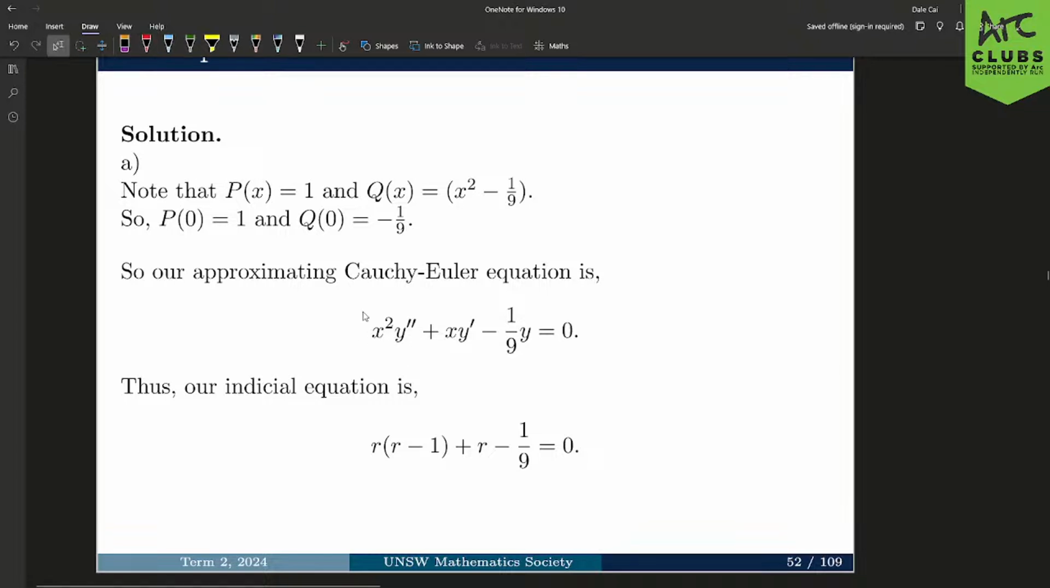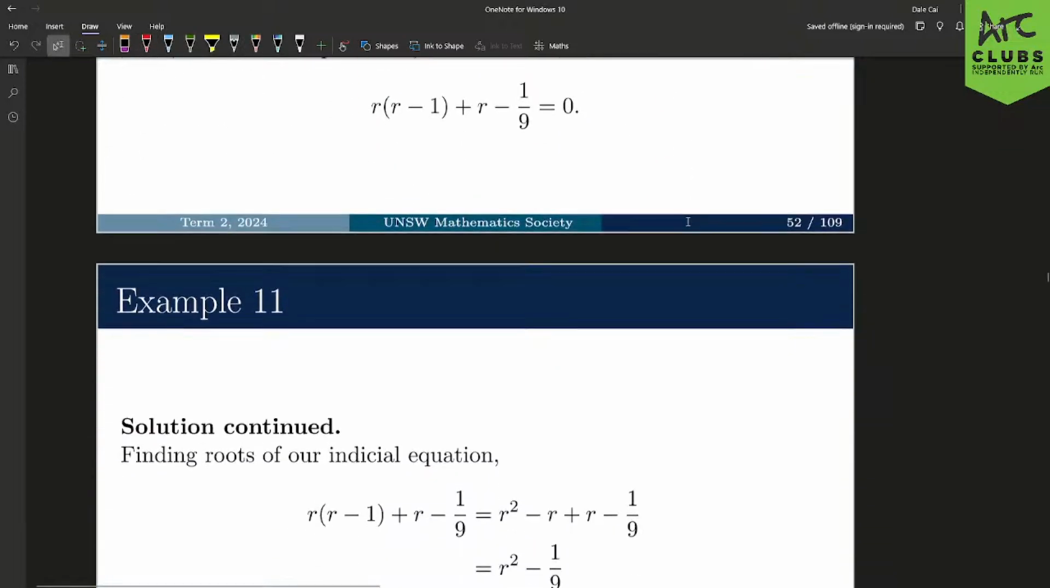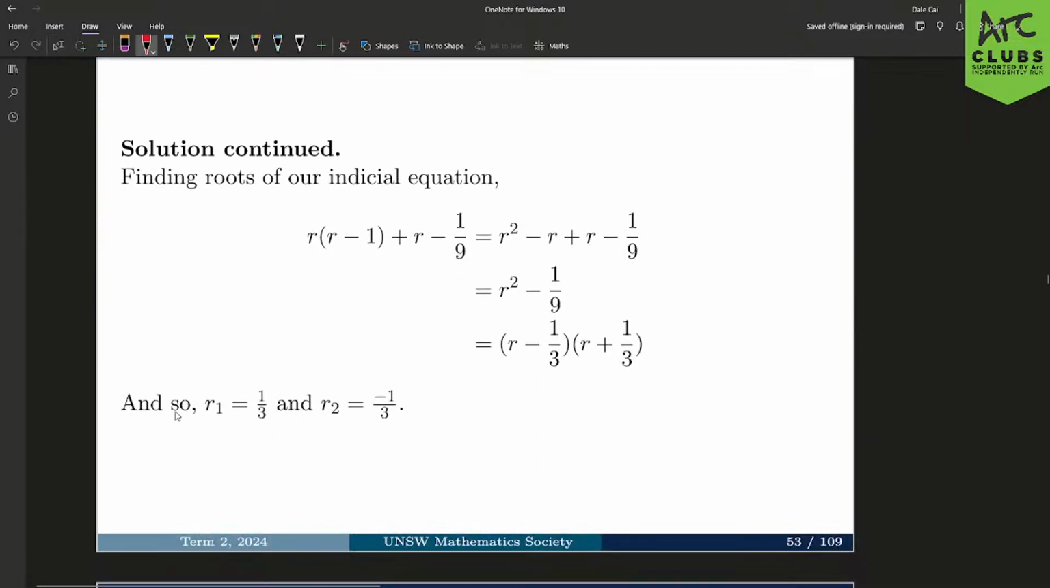So around 0, that's what this approximating Cauchy-Euler equation really is. Around 0, the differential equation looks like this. And if we solve that using the indicial equation, we will get these two roots.